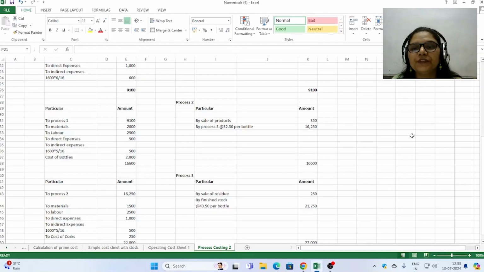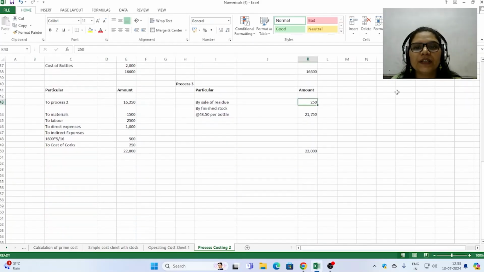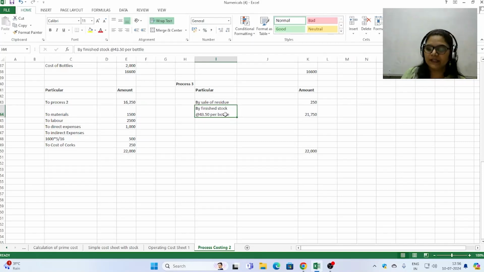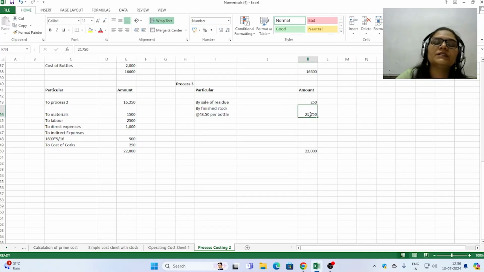So it is 250. We will mention 250 over here, and from 22,000 we will deduct 250, and we will get the finished stock account 21,750, and the total cost comes out to be 22,000. We can assume it is the finished stock account, because there is no further process involved and this was the final process where the product was completed. So the final cost comes out to be 21,750.